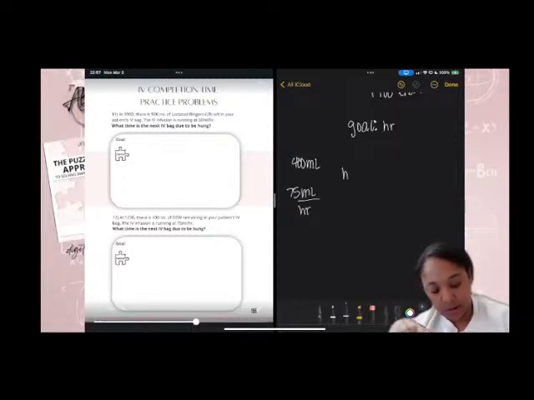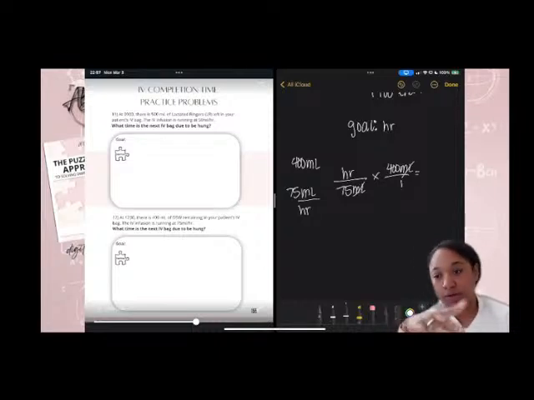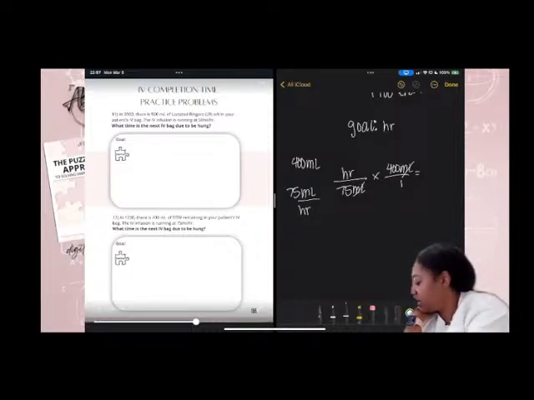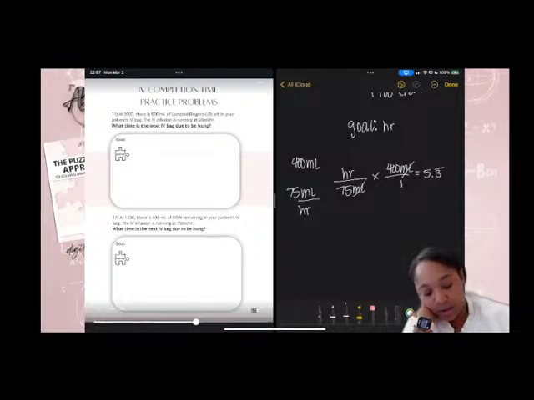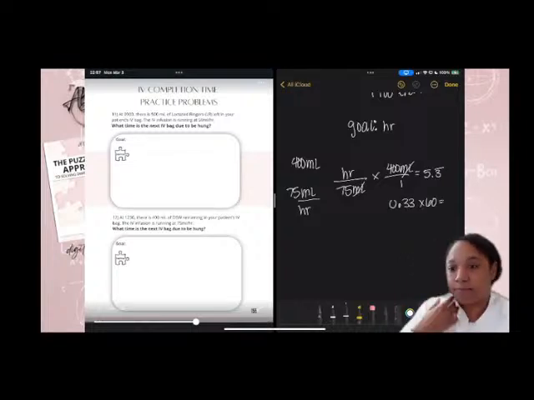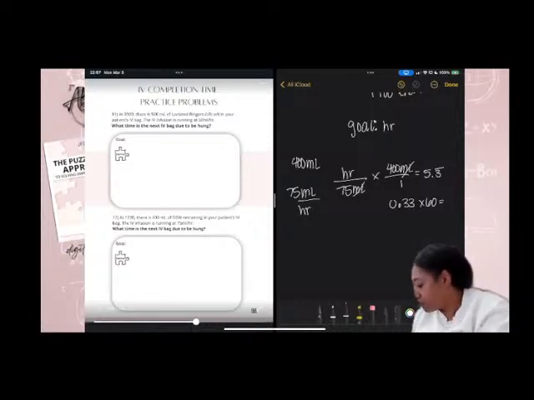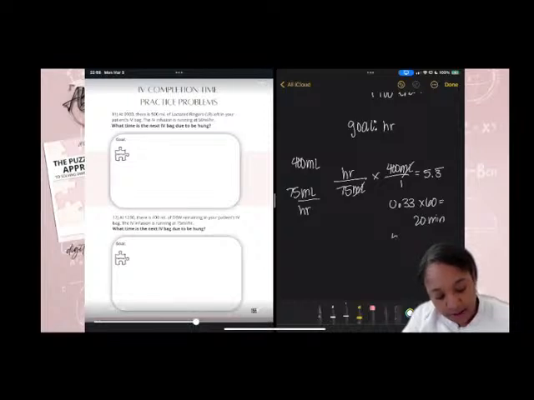So we start with our hour on top like we always do. We always start with the goal. 400 ml over 1. Milliliters cross out. You're left with 400 divided by 75 is 5.3 repeating, right? So we do 0.33 times 60. We'll get our minutes. So that's 20 minutes, right? So we got 5 hours and 20 minutes.